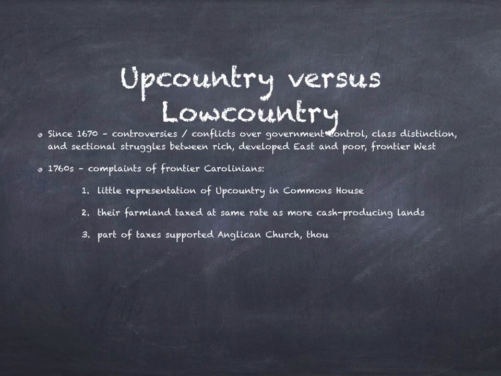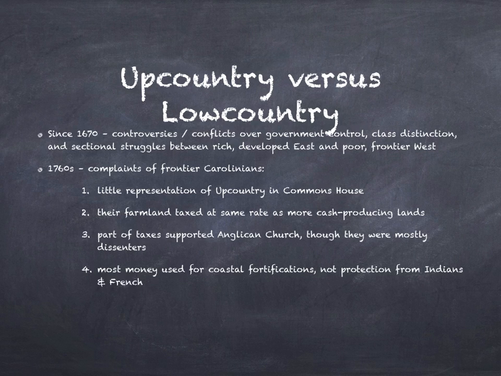Our third problem is that part of the taxes that these people in the backcountry are paying is going to support the Anglican Church, which, as you remember, is the official church of South Carolina, and most of these folks are not Anglican. They are dissenters, which means that they are of a different denomination. Most of them are Presbyterians, Quakers, Baptists, Lutherans, and several other denominations, but they're not Anglican. So again, they have a problem with their taxes going to pay for this.